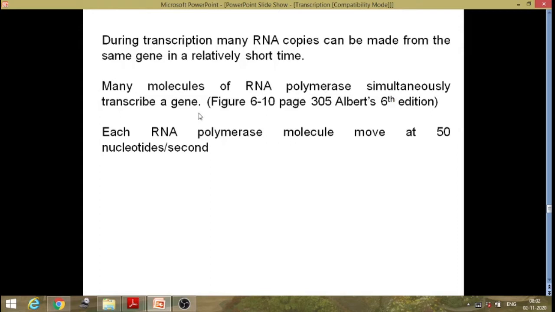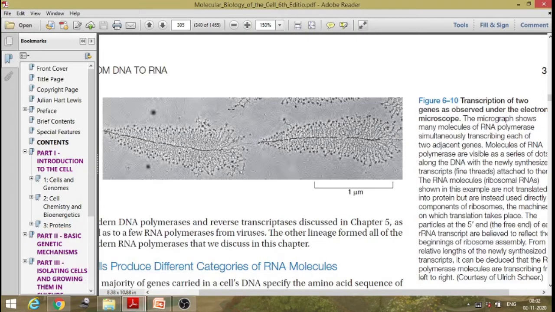Okay, so let us understand this better by looking at this figure. So this is a micrograph showing the simultaneous transcription of two adjacent genes. So this is the transcription of two adjacent genes as observed under the electron microscope. So it is a micrograph where you can see the transcription process happening in two adjacent genes.